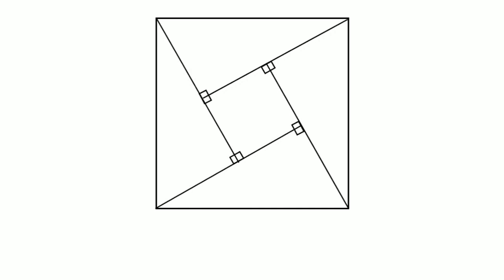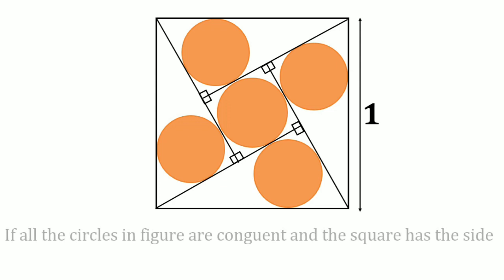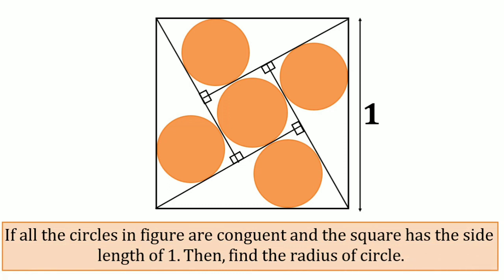Hi everybody, so we have a square here, and in this square from the vertices we draw some lines that are perpendicular to each other, and in the remaining areas we inscribe circles such that all the circles are equal. So in this beautiful figure, if the length of the square is 1, then we need to find the radius of the circle. So first, please give your trial to this question and keep watching for the solution.